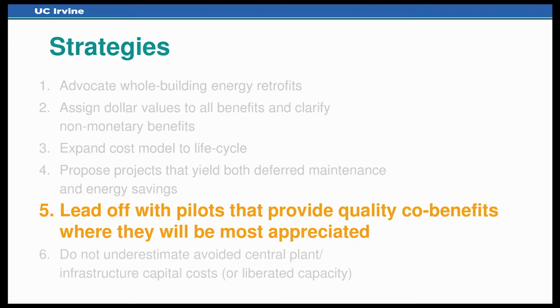Lead off with projects to provide, you can read this. What I mean here is, I'll give you an example. We're improving lighting. We're removing fluorescent lights and putting in high-CRI lighting, color rendering index of 90 or above, across campus.